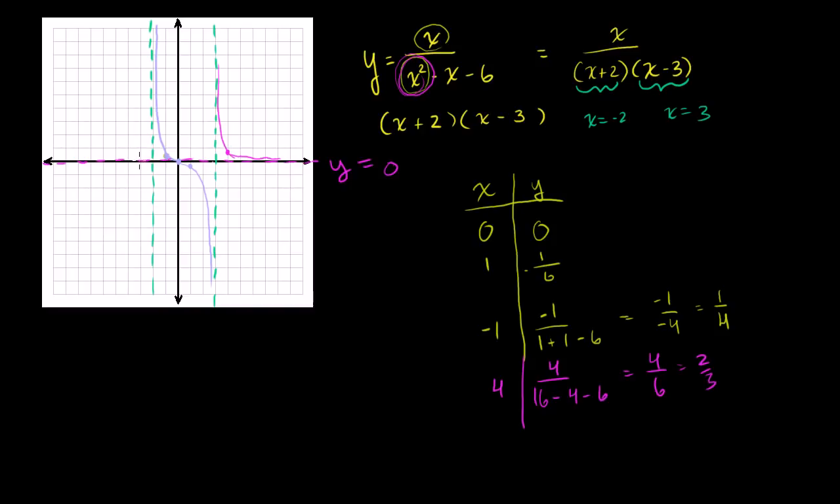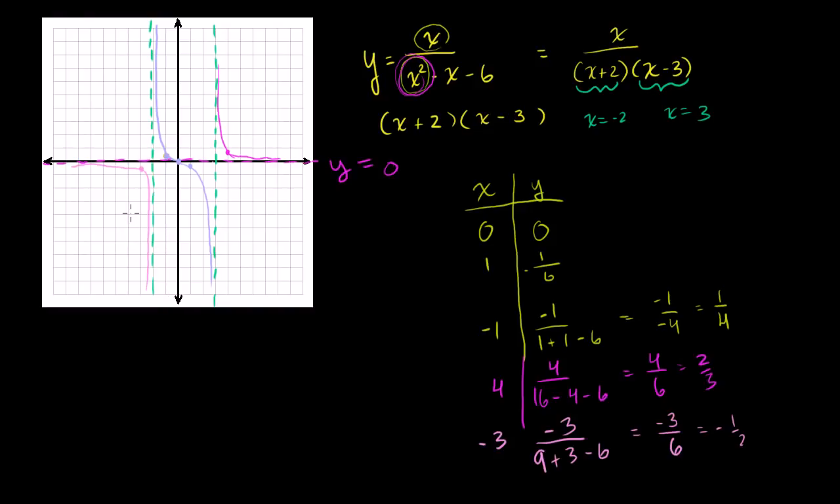And then let's see what happens when x is equal to negative 3. So when x is equal to negative 3, we have negative 3 over negative 3 squared, which is 9, minus negative 3. So that's plus 3 minus 6. So what is this equal to? This is equal to negative 3 over 9 plus 3 minus 6, which is 6, right? Which is equal to negative 1/2. So negative 3, negative 1/2 right there. So we're going to approach this asymptote as we get really negative. And we're probably going to go straight down like that as we approach this vertical asymptote right there.